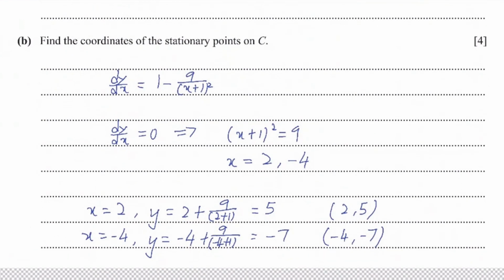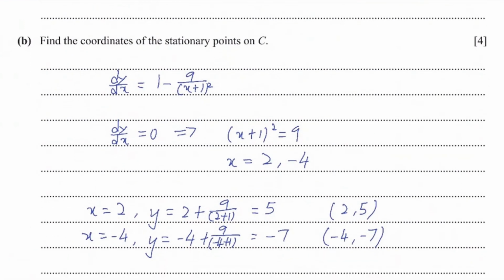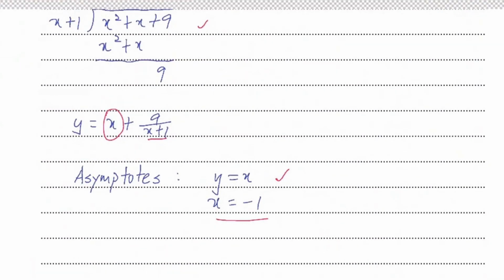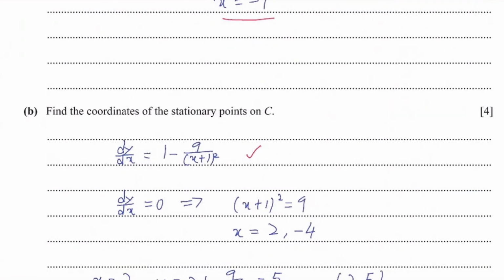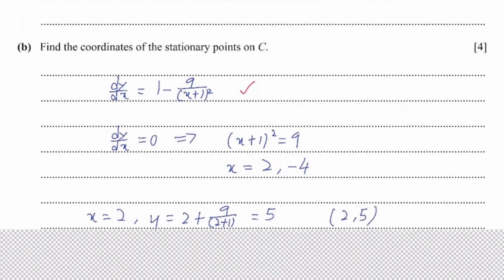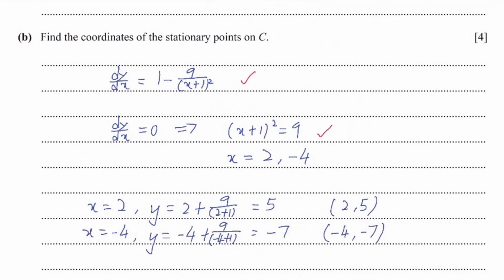For part B, find the coordinates of the stationary points on C. If we have done the partial fraction, it will be super easy for us to differentiate. So we get dy/dx, and when we make dy/dx equal to 0, it is very easy for us to solve. No matter what method you use here, it is quite straightforward. You get the x coordinate, and because they want the y coordinate as well, just substitute the x back into the equation of the curve, and we get this y. These are the points.